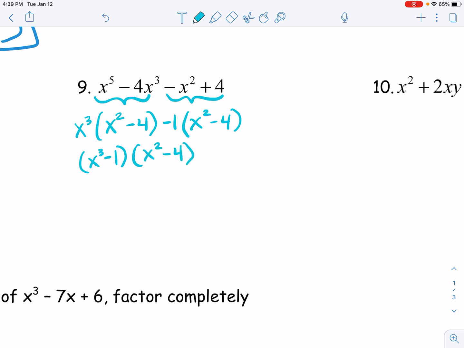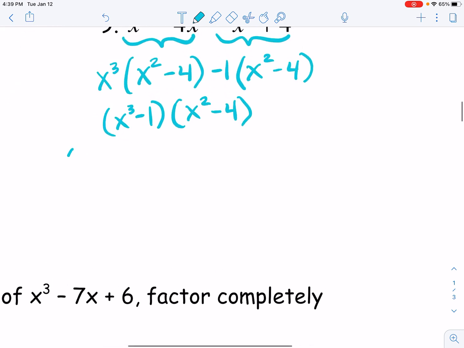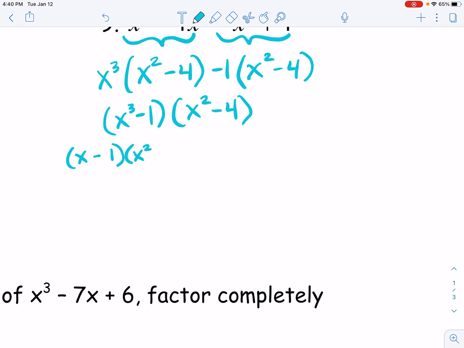Check the 2 factors. x cubed minus 1 is the difference of perfect cubes. x cubed is a perfect cube. 1 is a perfect cube. So how do we factor that? We create the binomial by taking the cube root, keeping the sign, taking the cube root. Then we do SOAP. We square the first, change the sign, multiply the 2 things together, and square the last.